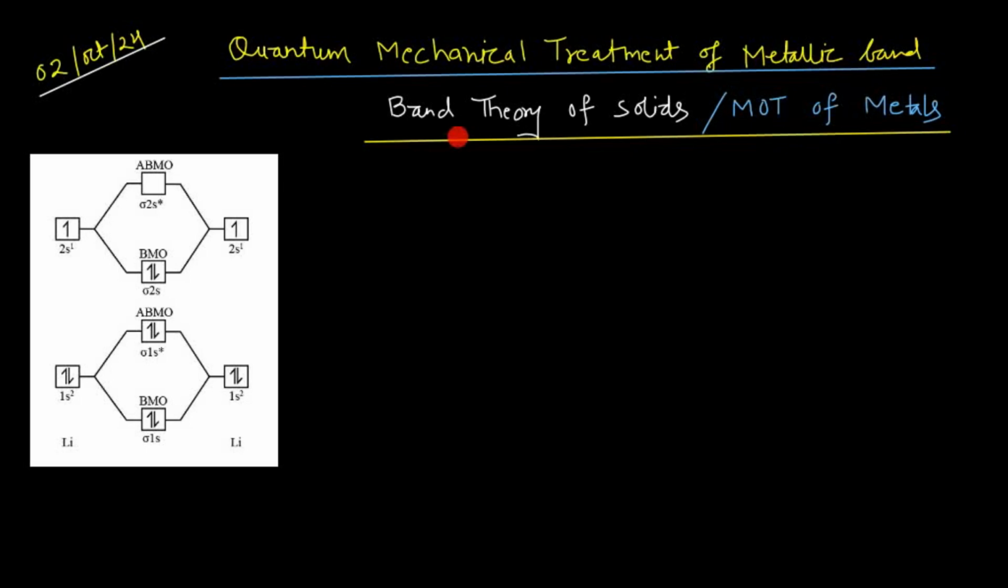So guys, in today's class I am going to discuss a very important topic which deals with metallic bonding, right? The name of the topic is the band theory of solids, or you can say the molecular orbital theory of the metals. Basically it is a quantum mechanical treatment of the metallic bond. But we will not discuss the quantum chemistry involved in this concept. We will only see the qualitative aspect of this quantum mechanical treatment of the metallic bond, right?